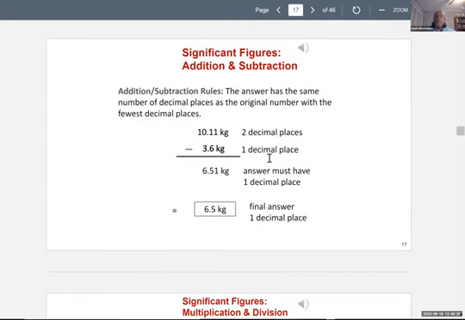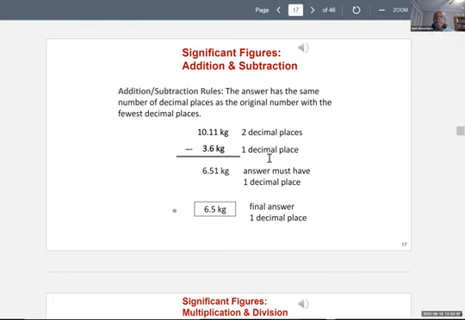Now we're going to talk about measurements. When you use measurements with a number and the unit in calculations, you can either add them or subtract them. Also, you can multiply 2 measurements or divide 2 measurements.